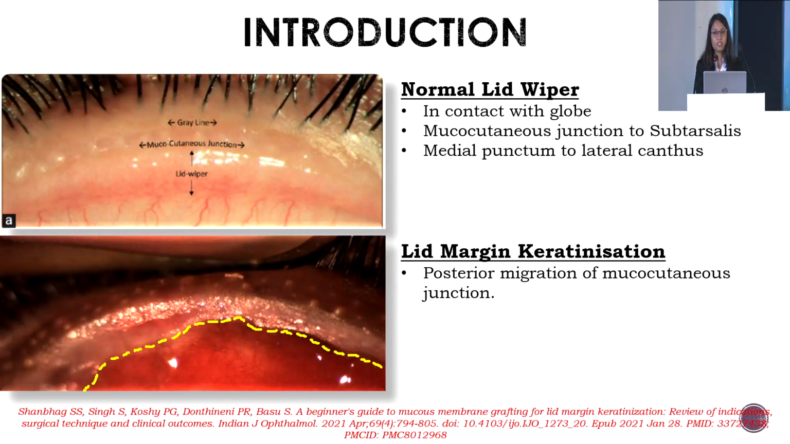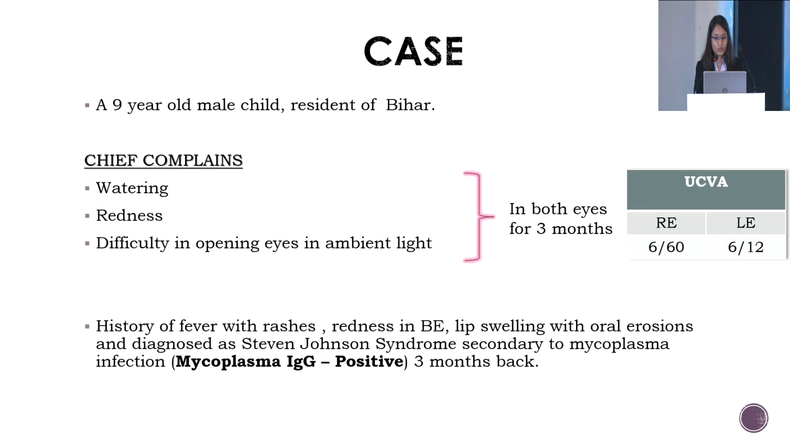What is a normal lid wiper? It is that part of the lid which is in contact with the globe. It extends from the mucocutaneous junction to the sulcus subtarsalis and from the medial punctum to the lateral canthus. Lid margin keratinization is posterior migration of the mucocutaneous junction.